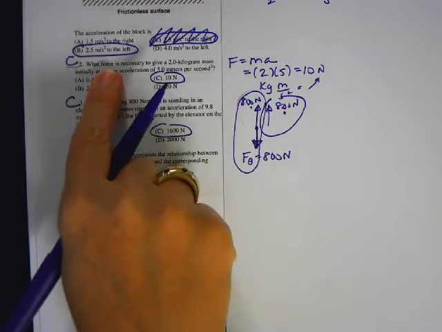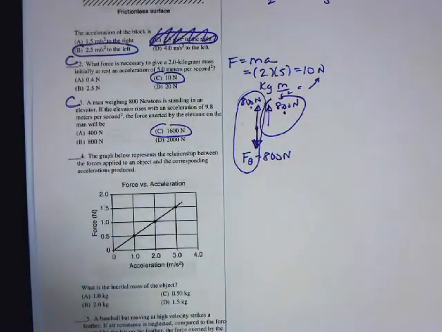Oh, I wrote B. Oh, I just circled the wrong answer for number 1. Okay. Trying to figure out what I was doing.